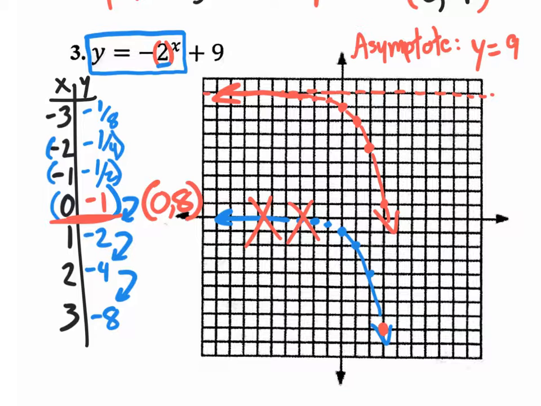Or, so if you wanted to, you could add 9 to all your y values. So this coordinate would be (1, 7). This coordinate would be (1, 5). This coordinate would be (2, 5). This one would be (3, 1). So your y-intercept would be (0, 8).